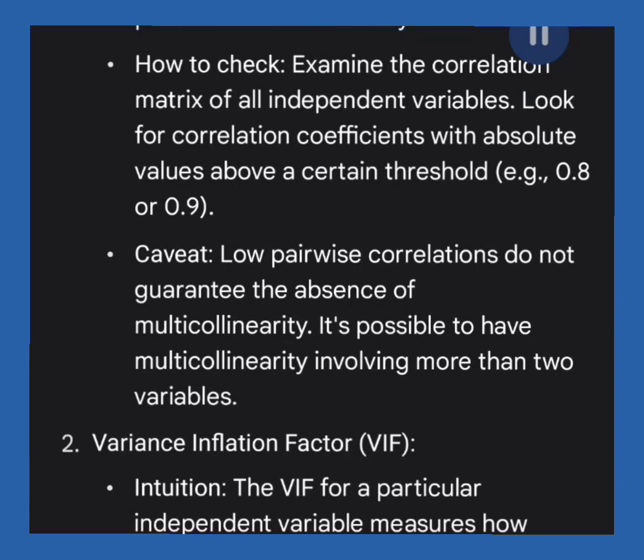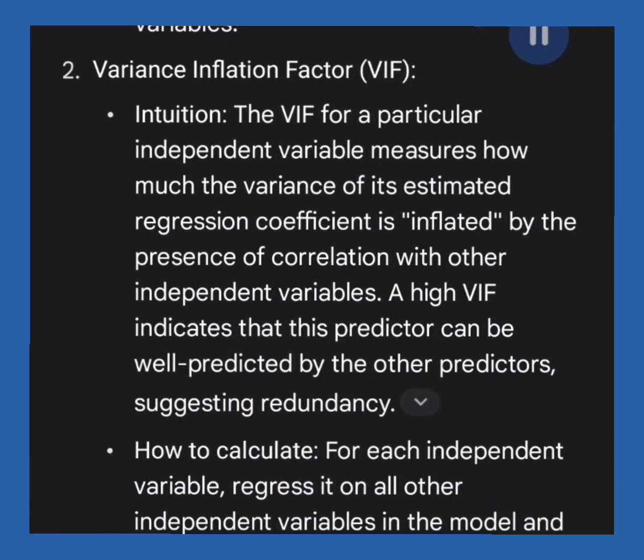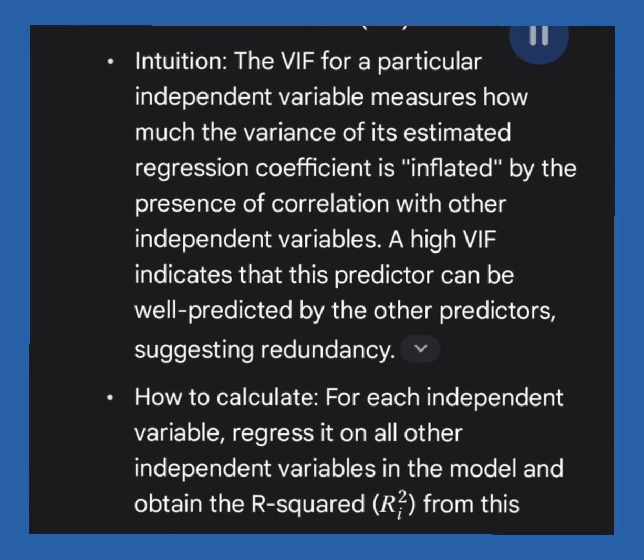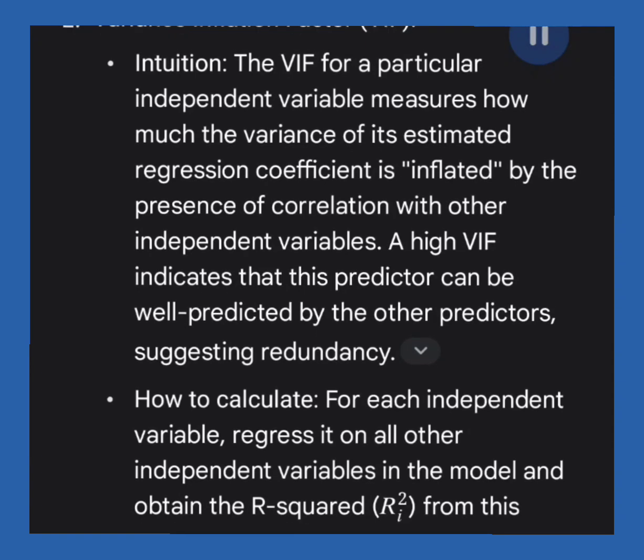2. Variance inflation factor (VIF). Intuition: the VIF for a particular independent variable measures how much the variance of its estimated regression coefficient is inflated by the presence of correlation with other independent variables. A high VIF indicates that this predictor can be well predicted by the other predictors, suggesting redundancy.